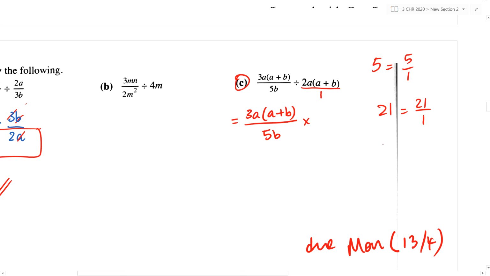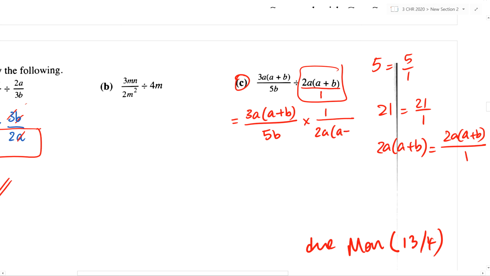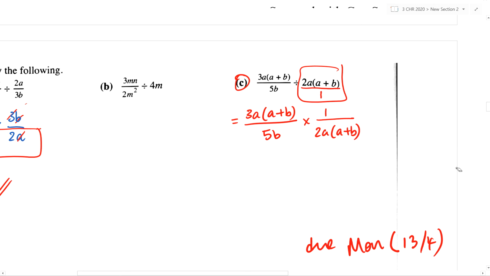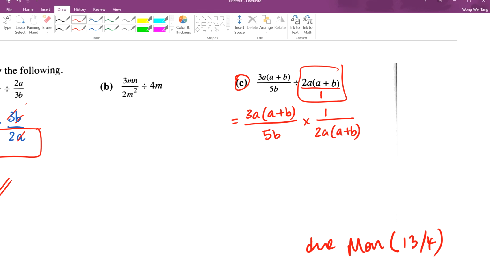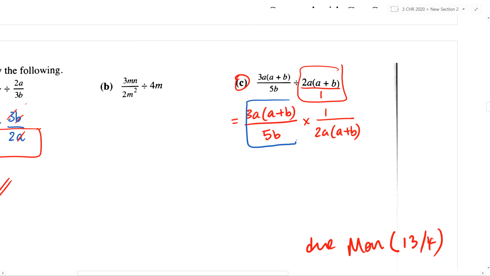So today we have 2a, a plus b on the right side. It is the same as 2a, a plus b over 1. So now I'm going to flip this fraction. It becomes 1 over 2a, a plus b. After flipping, let us consider the fraction on the left. First, let's look at the numbers. 3 and 5, there is nothing in common. No common factor, cannot cancel.